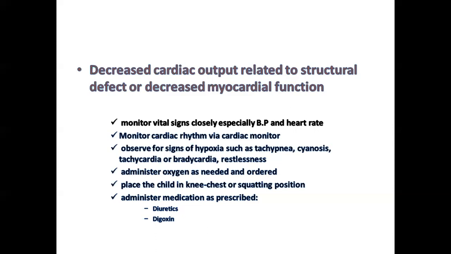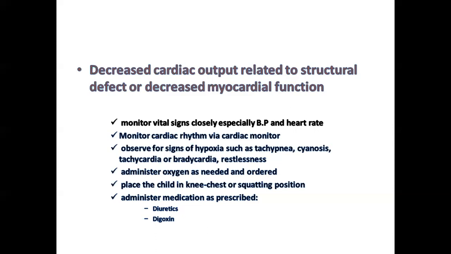Then administer oxygen as needed and ordered. Then place the child in the knee-chest or squatting position. Administer medication as prescribed, particularly diuretics and digoxin. So these are the more common interventions for decreased cardiac output.